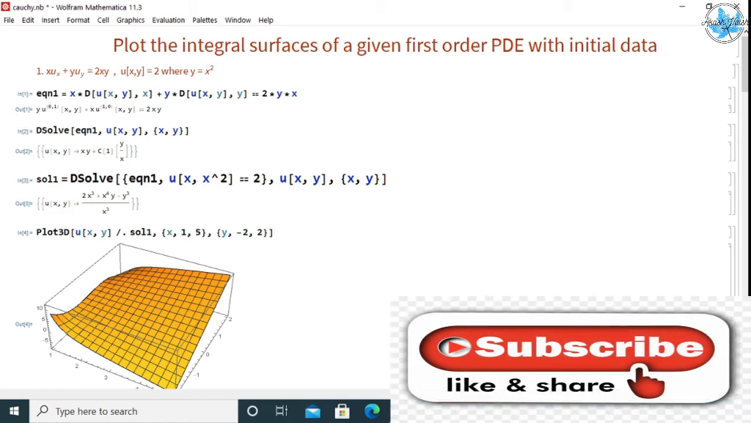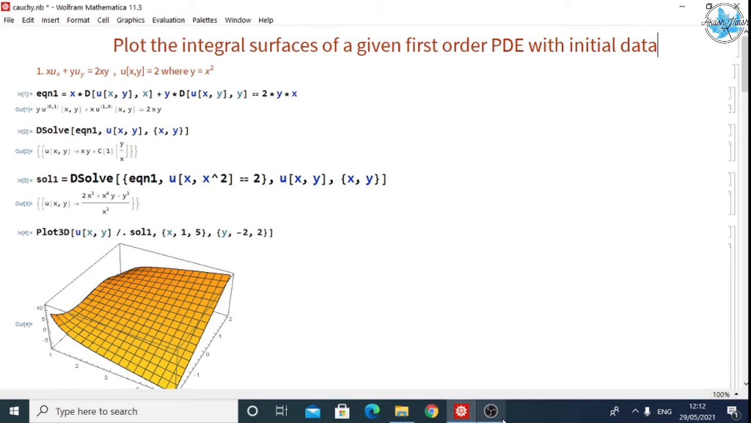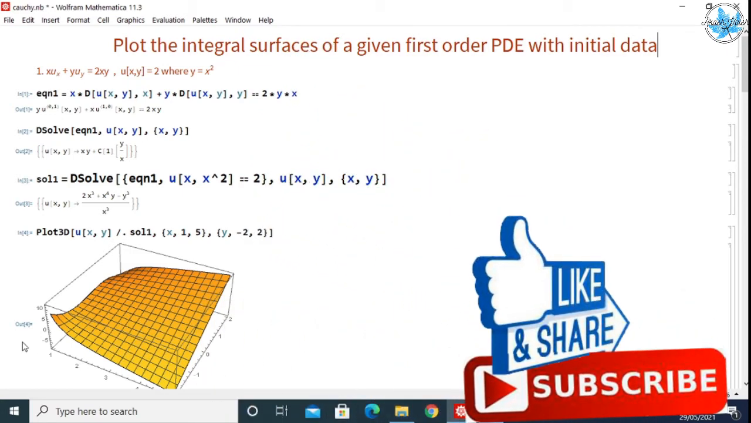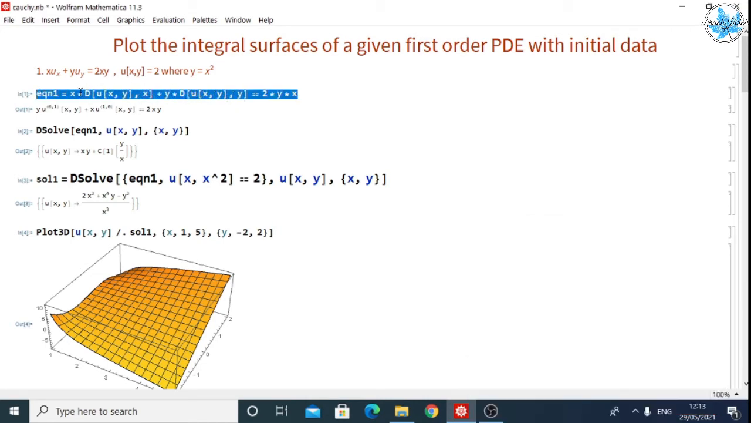My first equation is x u_x, where u_x is the derivative of u with respect to x, plus y u_y, where u_y is the derivative of u with respect to y, equals 2xy. Here my initial condition is given as u(x, y) = 2 where y = x². So when y is equal to x square, u is equal to 2.